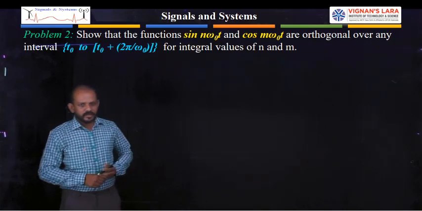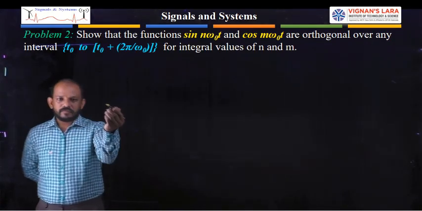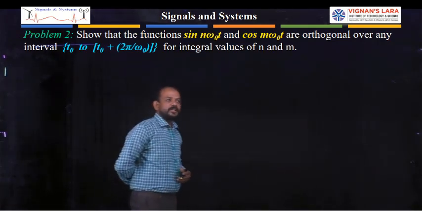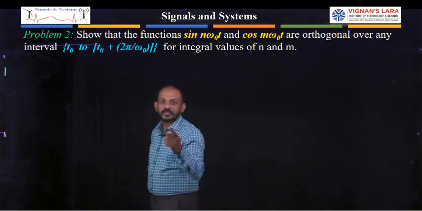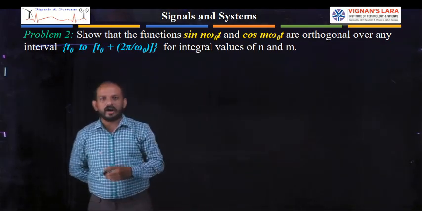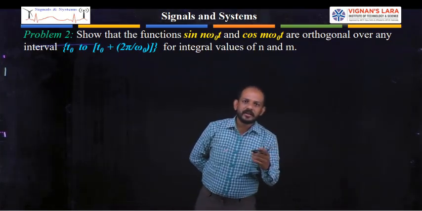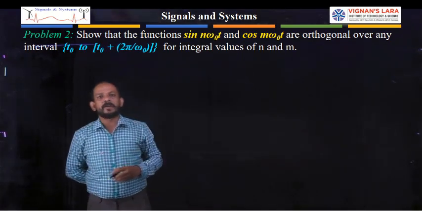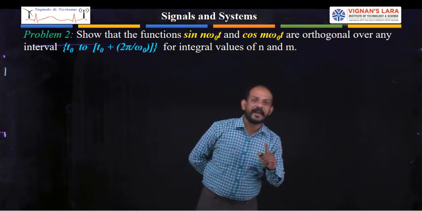Okay, and according to the given problem, we have to show that the functions sin(n omega naught t) and cos(m omega naught t) are orthogonal over the interval t naught to t naught plus 2 pi by omega naught for integral values of n and m.